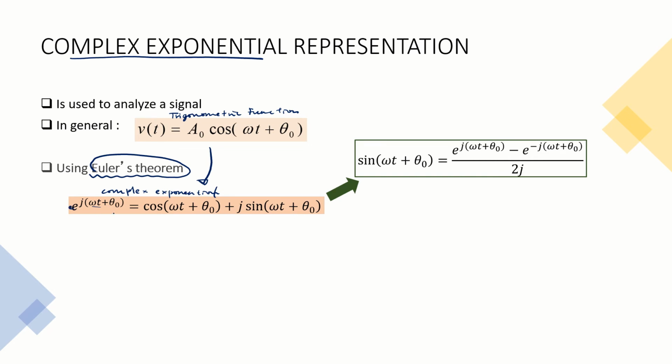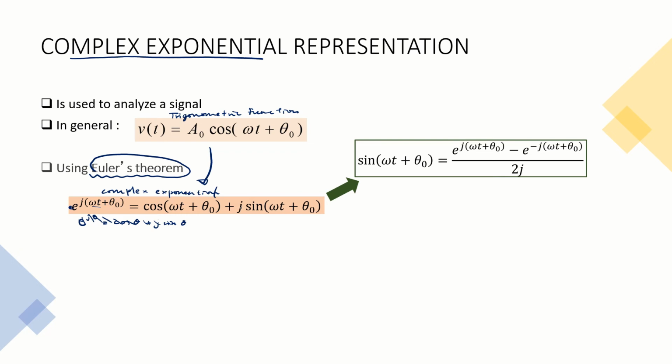I think you need to correct this, because in my previous slide I put it as j theta, right? Cos theta plus j sine theta, right? However, it's supposed to be omega t plus theta naught, to make it as uniform as the first equation here. So please change here. It's supposed to be j omega t plus theta naught here.